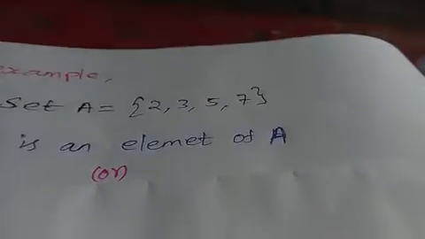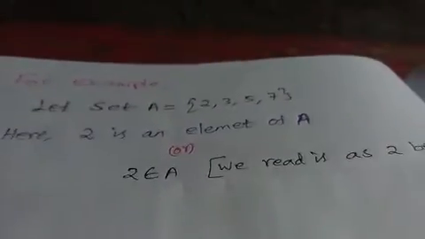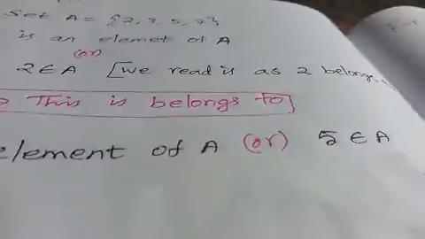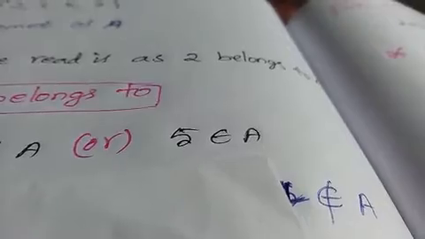Look at this. Here 2 is an element of A, or 2 belongs to A. This symbol is called belongs to. So we read it as 2 belongs to A. Next you see 5. 5 is an element of A, or we say 5 belongs to A.